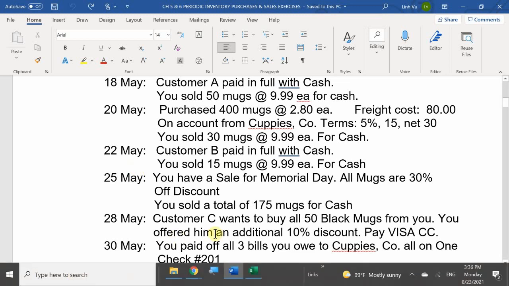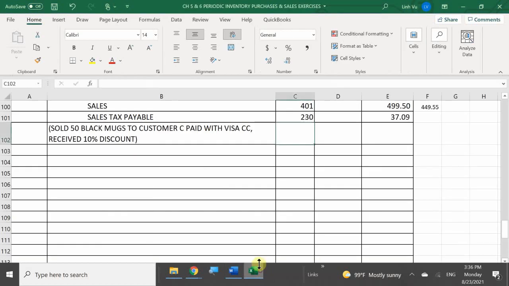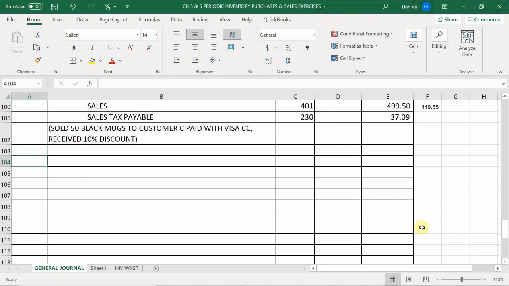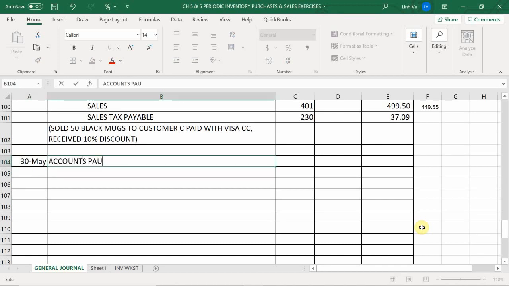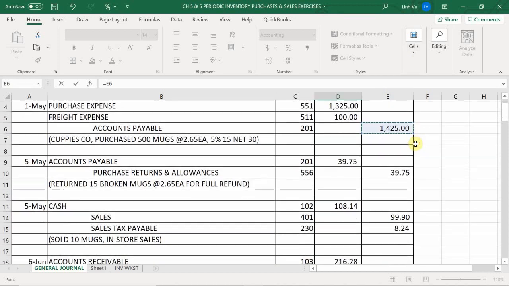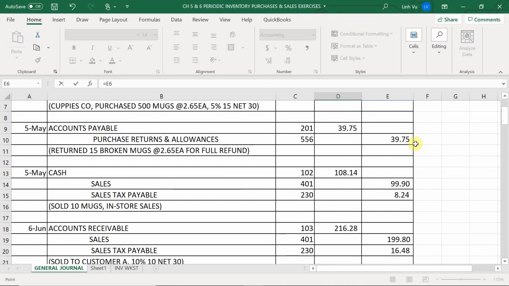Okay? So let's walk through the journal once again. What we're looking for is that we are making a payment here for the purchases, so we need to pay off what we owe. Let's start with the very first batch of inventory, which we purchased on the very first. In this case, we owed a grand total of $14.25. However, when we made our return, we ended up decreasing our amount by $39.75.